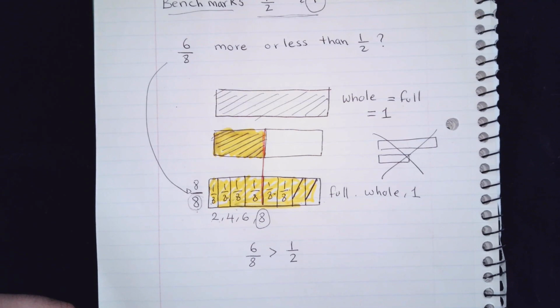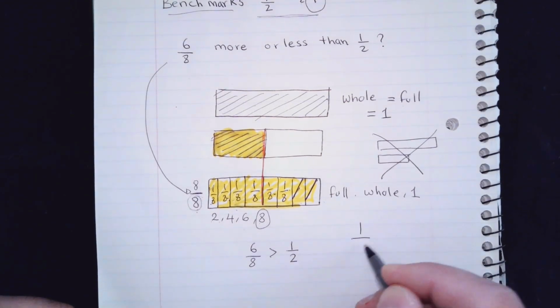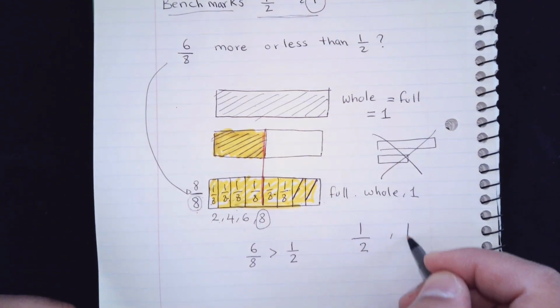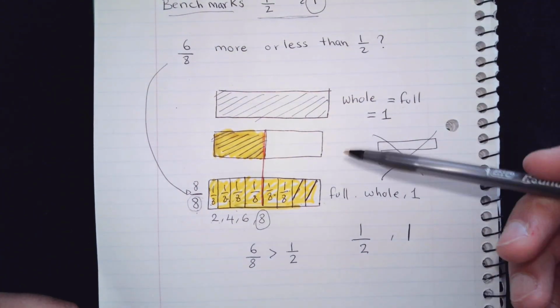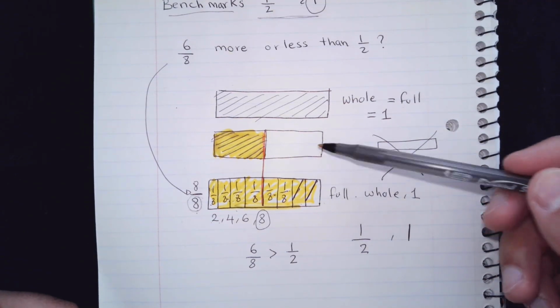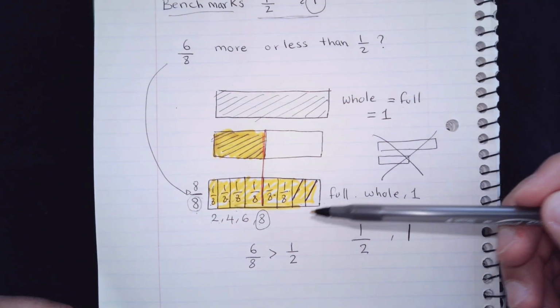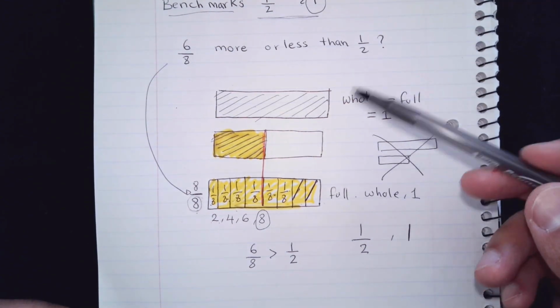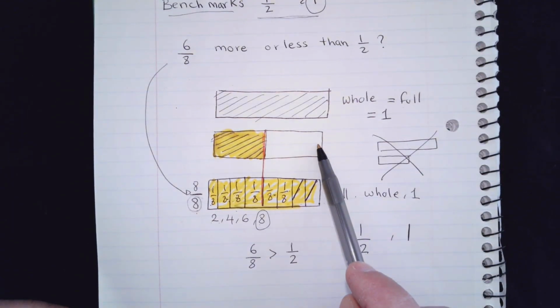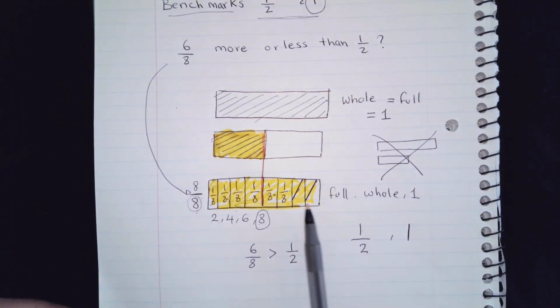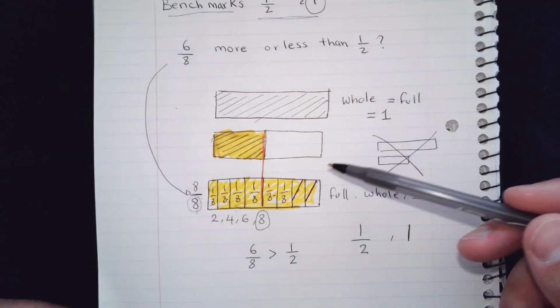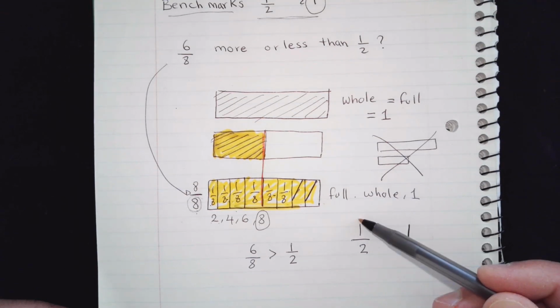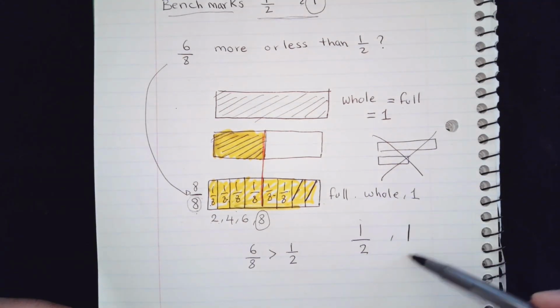So using the benchmark half and full, whole, is very helpful when you need to compare two quantities, two fractions. You just draw a whole for one fraction and a whole for the second one and compare whether one of them is more than a half or if one of them is closer to a whole.